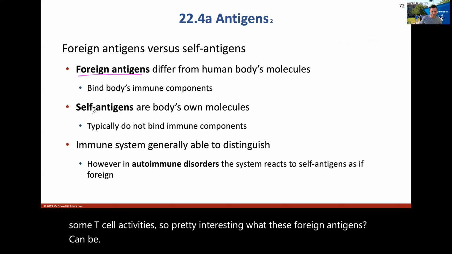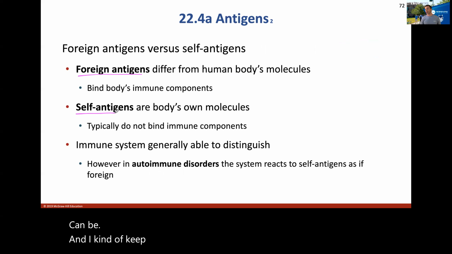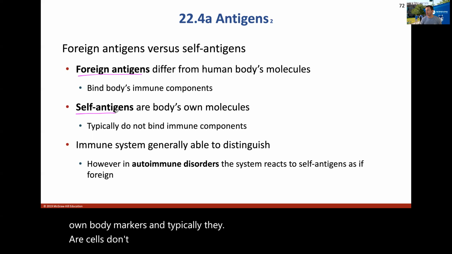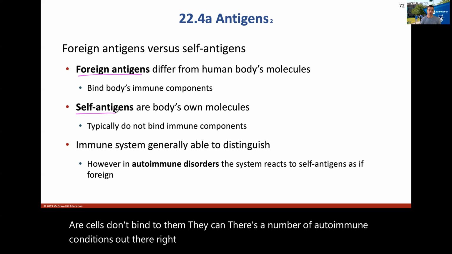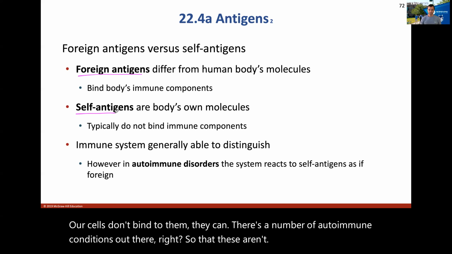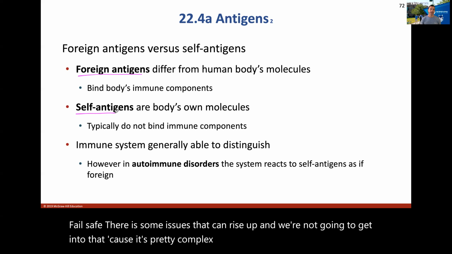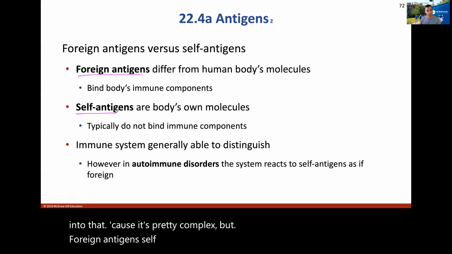And here I keep recognizing foreign and self. Foreign, again, these are just body markers that aren't ours, right? We have self antigens, they're our own body markers, okay? And typically our cells don't bind to them. They can. There are a number of autoimmune conditions out there, so these aren't always fail-safe. There are some issues that can arise, and we're not going to get into that because it's pretty complex. But foreign antigens and self-antigens are the markers that allow us to know us from the foreign invader.